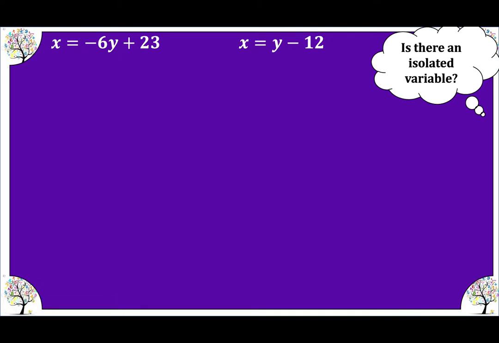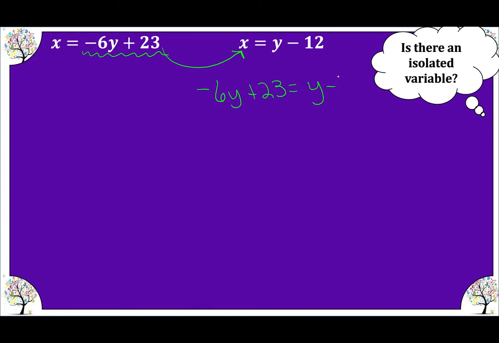Okay, here's our second system. Do we have an isolated variable? And we do. We actually have an isolated variable of x in both equations. So I'm just going to start out and use my first equation and say that x equals negative 6y plus 23. So I'm going to take this expression and substitute it in for the x variable into the second equation.